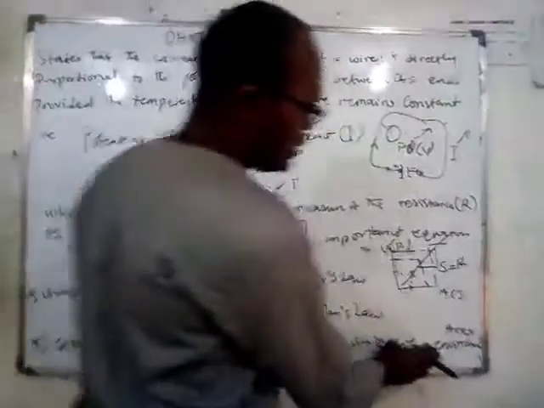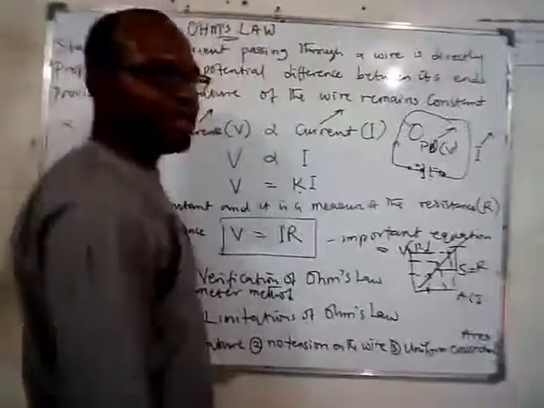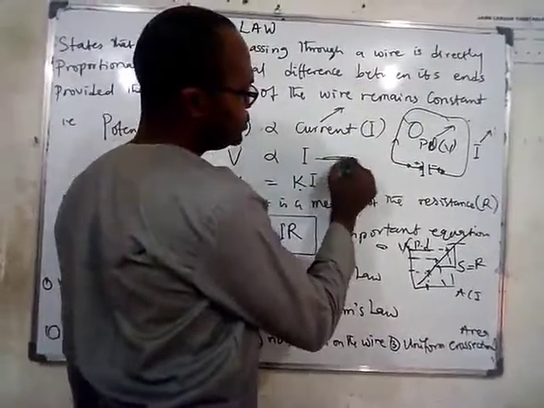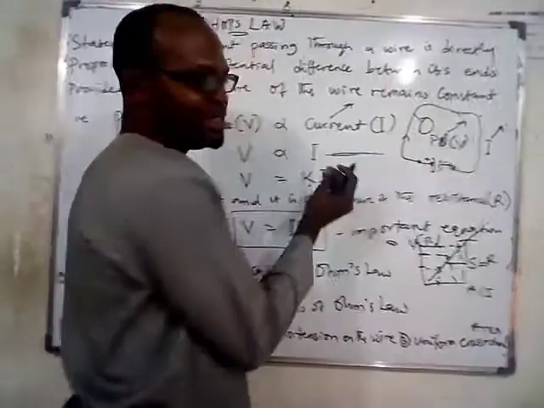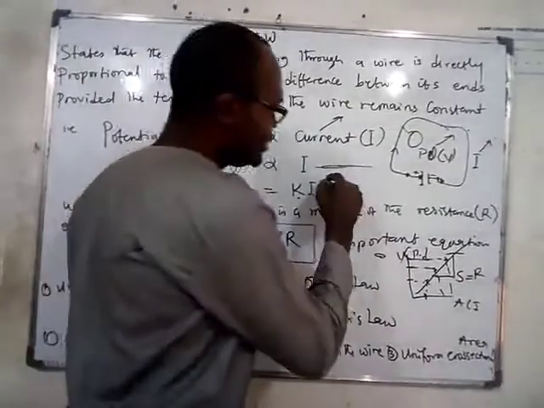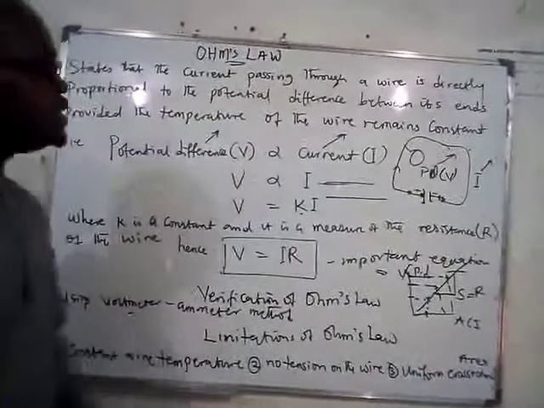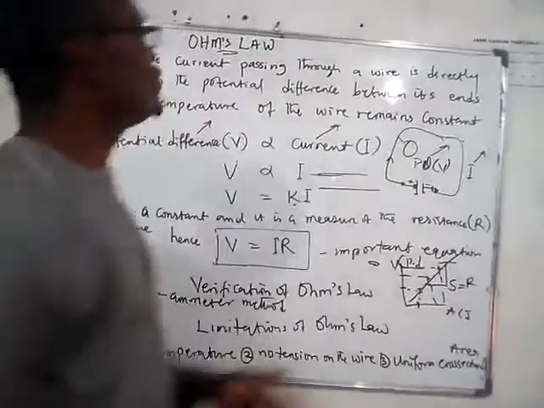And the wire must have uniform cross-sectional area. Is that clear? You cannot have a wire like this, with some places bigger and some places thinner. You understand? The wire has to have uniform cross-sectional area. So once you have all this, then you can have the wire obey Ohm's law.